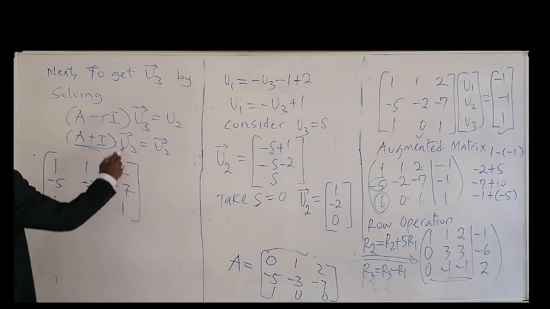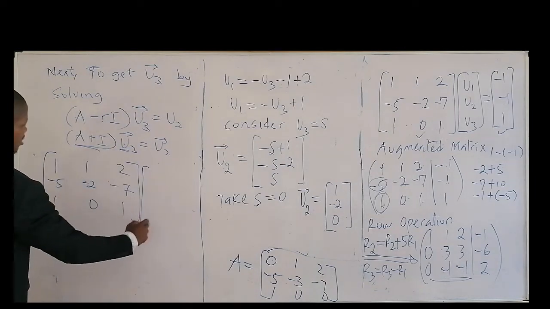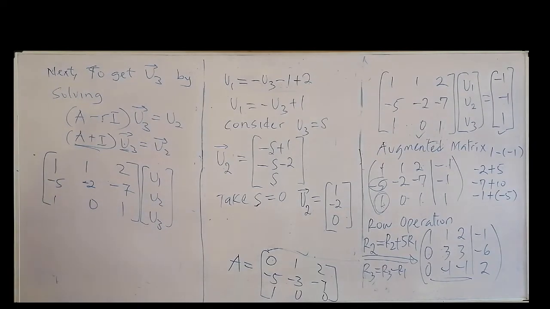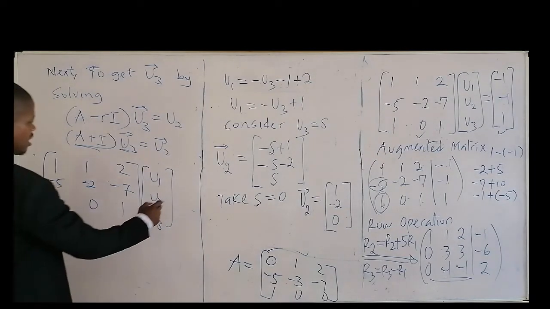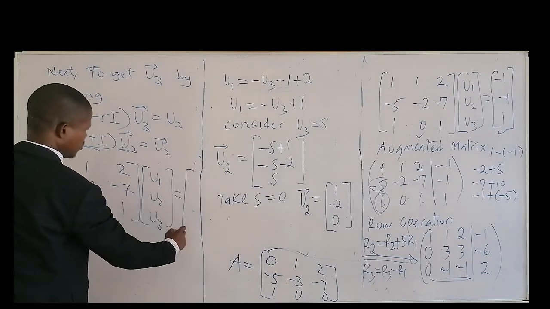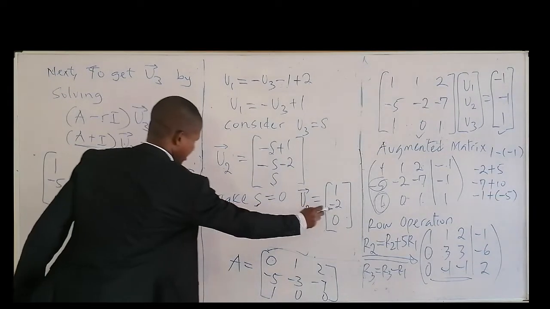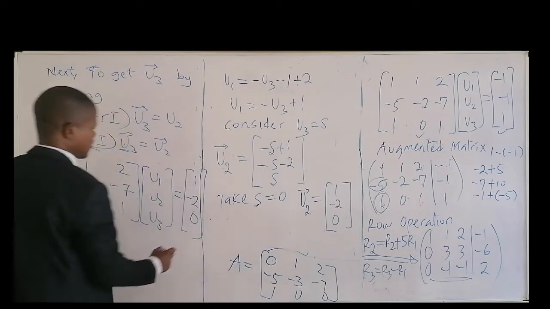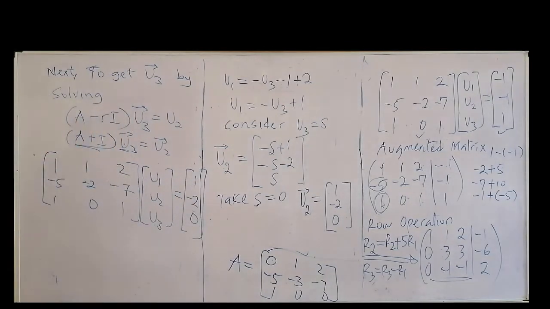Okay? Then the component of this vector will be what? U1, U2, and U3. Okay? Equal to what? Equal to U2, which is the value we just got here. And that was what? 1 minus 2, 0. Okay? So that's what we have now.